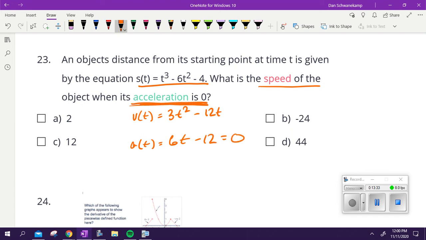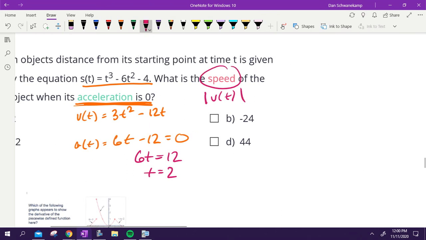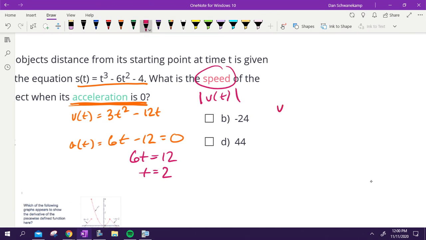So I'm going to take that derivative and set it equal to 0. I'm going to solve it. I'm going to divide. T is 2. That's the time. That's not the answer. The question is, what is the speed? How am I going to figure out what the speed is? What does speed mean? It is the absolute value of velocity. That's what speed means. Not talking about speeding up, slowing down, but just speed in general is the absolute value of velocity. And so I'm going to find v of 2.